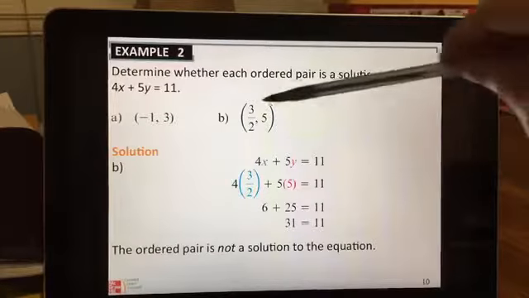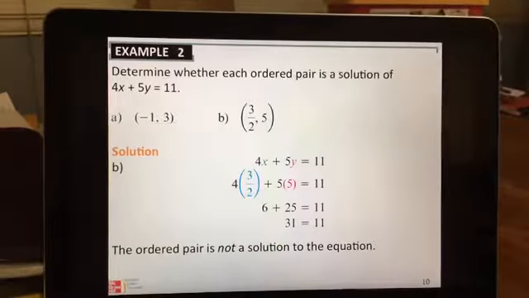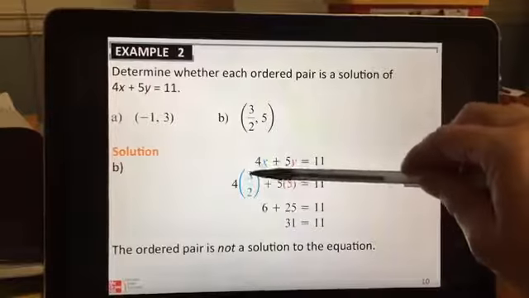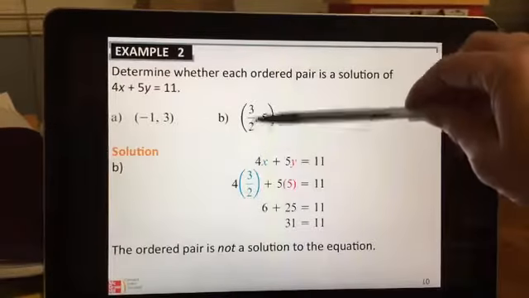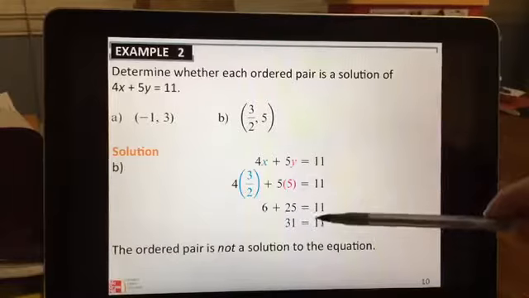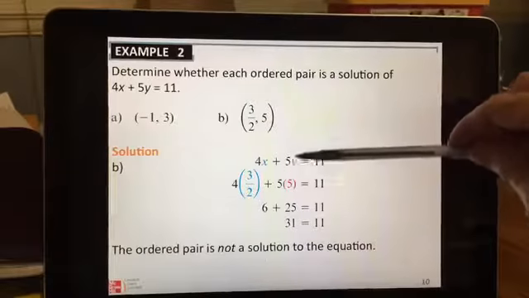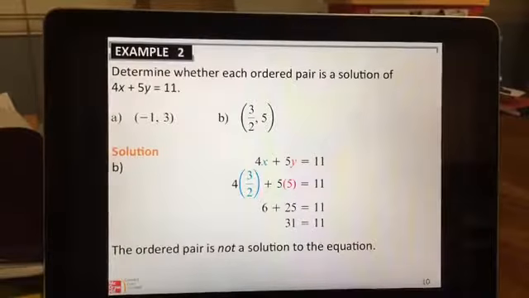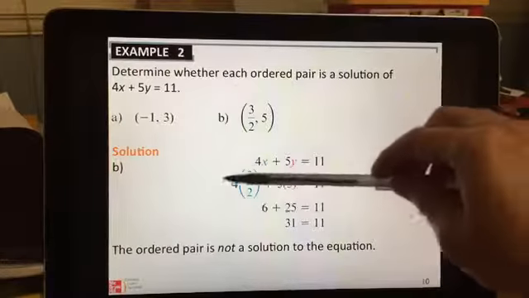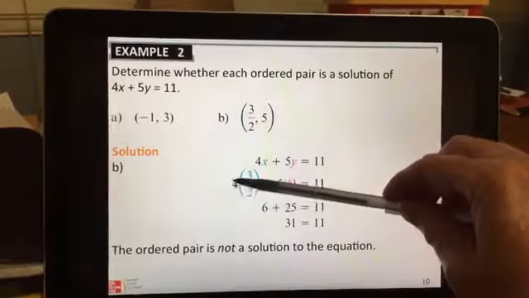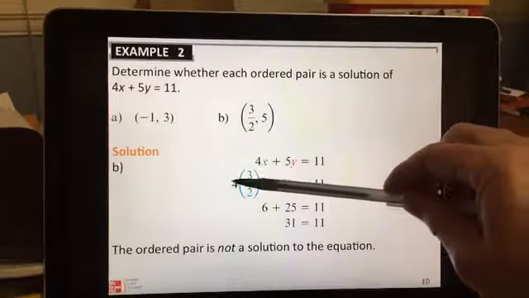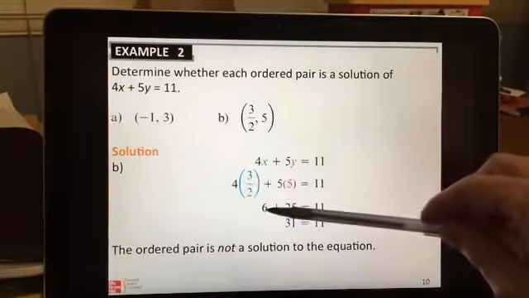So now we're looking at the B solution here to see if it is a solution. So we put 4x plus 5y is 11. In place of the x, we put the 3 halves because it is the x coordinate. In place of the y, we put the 5 because it is the y coordinate. And then we do this multiplication. Remember that 4 can always be 4 over 1. And then we've got 12 halves, which is 6.